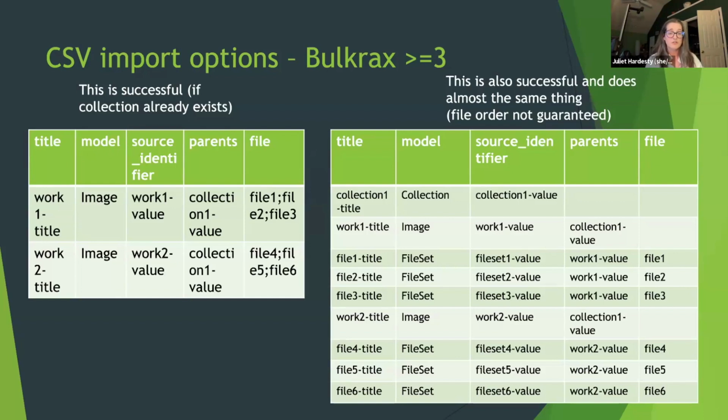They're creating 2 works, each with 3 files, and placing those works into a collection. The first example on the left does require that the collection already exists in order for this import to be successful. Whereas in the second example, the collection is created and works are added to that collection all in one import action.